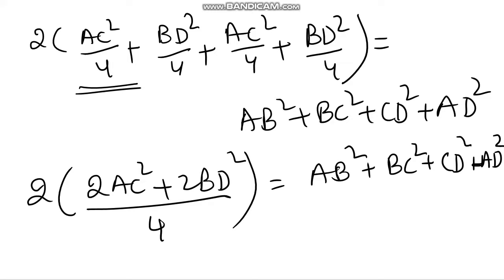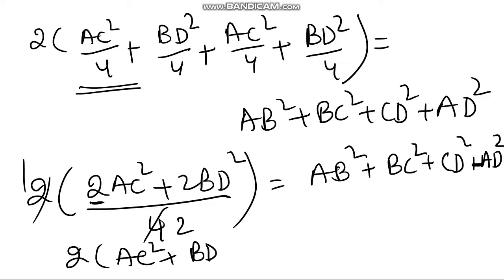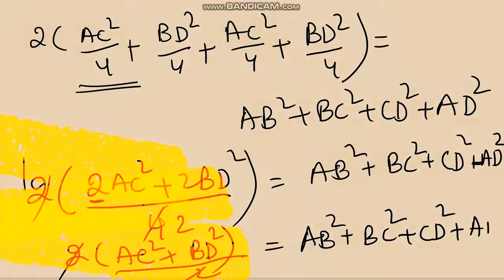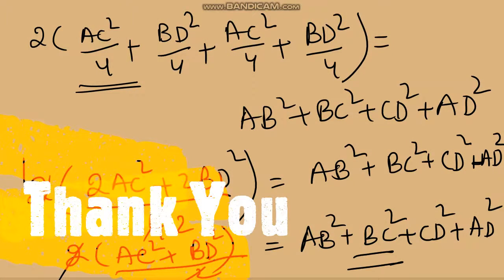Now, 2 ones are 2, 2 twos are 4. Again, if you take out 2 common here, you will get 2 into AC square plus BD square upon 2. So this 2 and this 2 get cancelled, and you will get AC square plus BD square equal to AB square plus BC square plus CD square plus AD square. Hence proved.